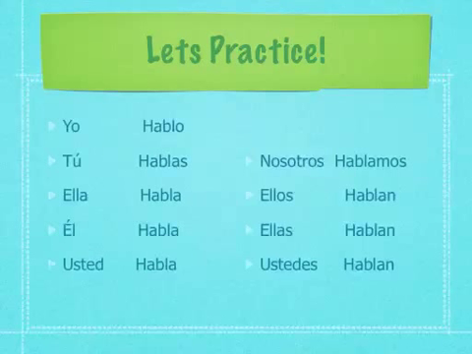Okay, let's do another verb. So we have hablar. Just like we did earlier, yo hablo, we took out the AR and added the O. Tú hablas, take out the AR, add the AS. Ella habla, él habla, usted habla. All conjugated with the A at the end. Nosotros hablamos, ellos, ellas, and ustedes hablan.